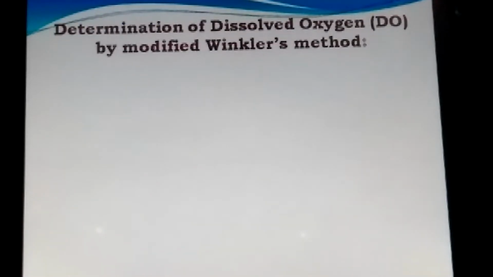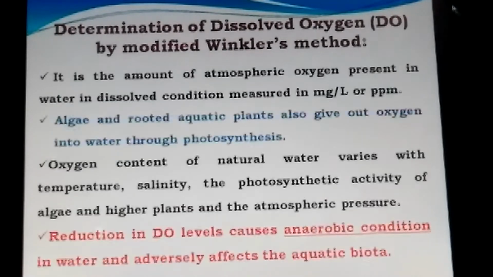Let us learn how to determine the dissolved oxygen content present in the water sample by Winkler's modified method. What is dissolved oxygen? Dissolved oxygen is nothing but the atmospheric oxygen dissolved in water, and it is measured in terms of milligrams per liter or parts per million.